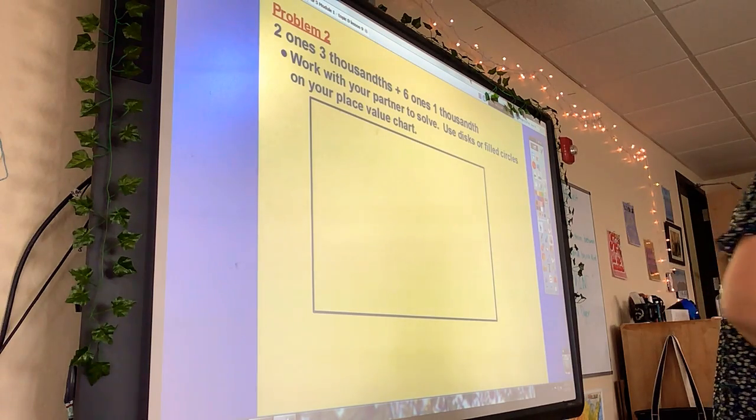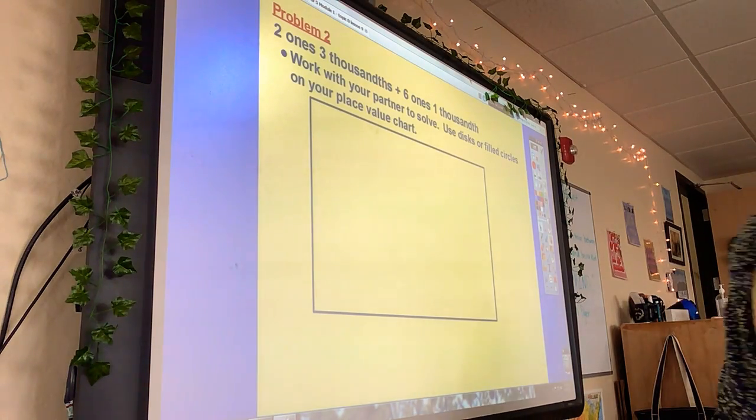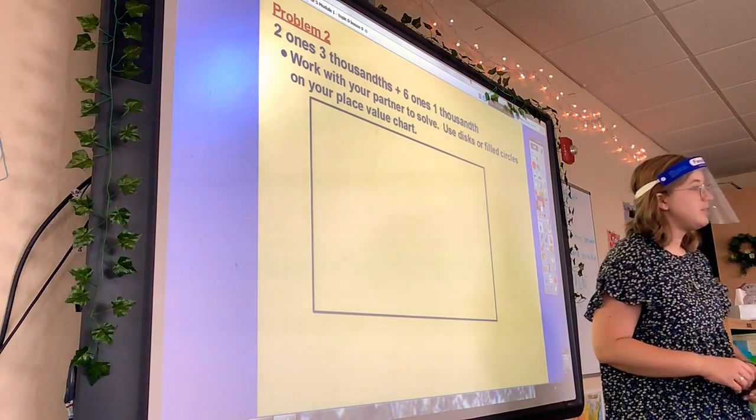If our desk is chaotic, then it's going to be really hard to find those things when we need them.